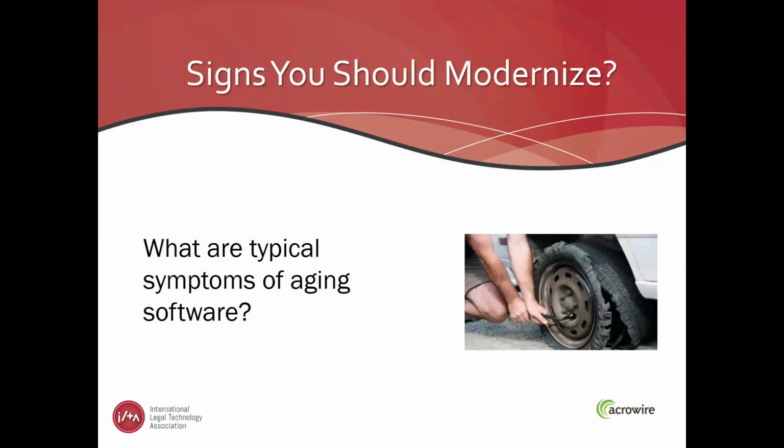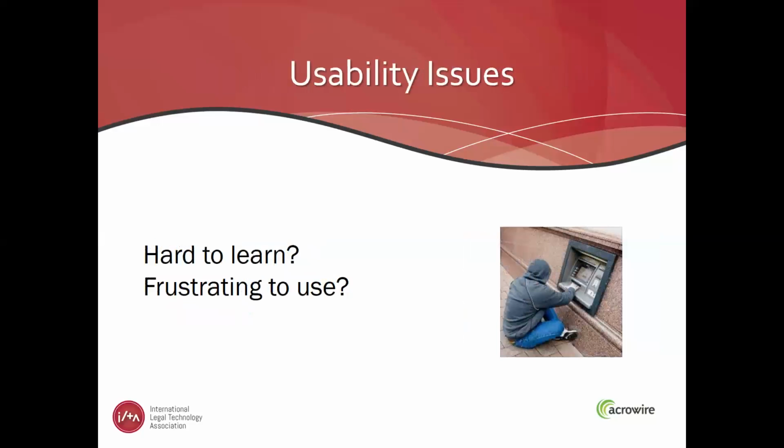Over the next several slides, we're going to talk about the 9 general signals your application can be sending you, telling you that you should modernize. These signs range from usability to maintenance and more. So let's get started. Sign number 1. No one likes to use the application, or they avoid it whenever they can.